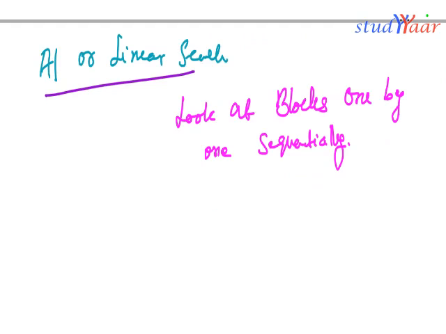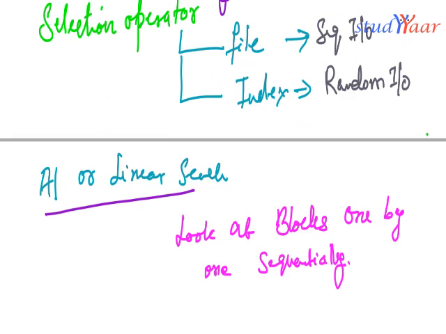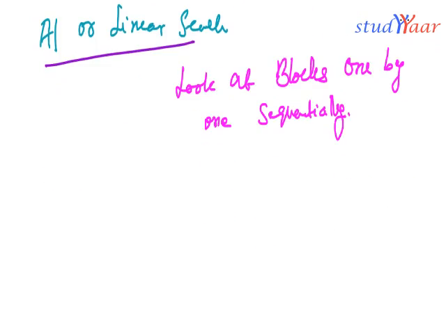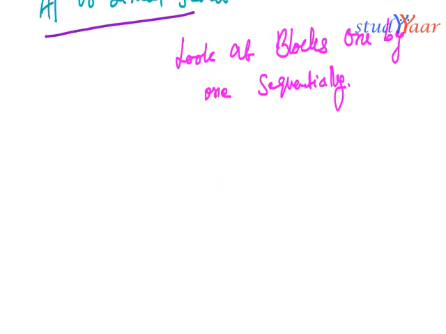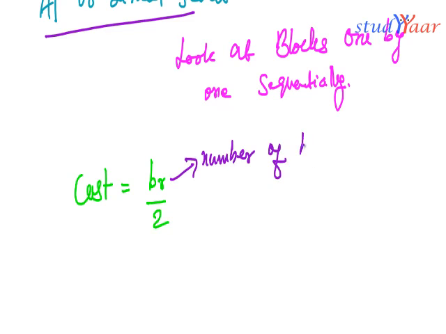Okay, and I am going to find that particular record. I assume my file is sorted, so my average seek cost over here would be BR by 2, where BR is the number of block reads, or BR is the number of blocks in the relation.